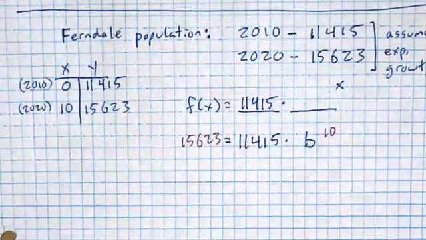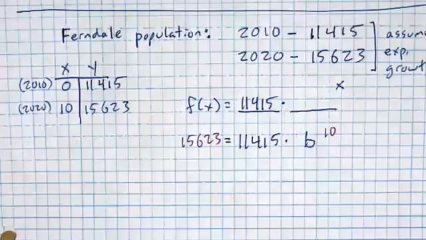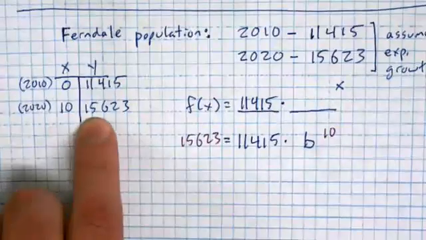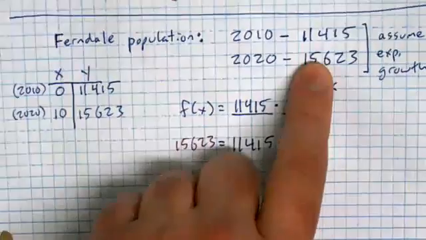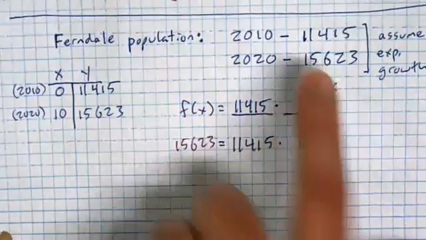Before we do though, somebody make a prediction about b. Is it going to be bigger than 1 or less than 1? Bigger than 1, and you know that for a fact because we are growing, right? We are getting bigger. So b should be greater than 1. If b is greater than 1, then we're dealing with growth, and we are definitely growing.